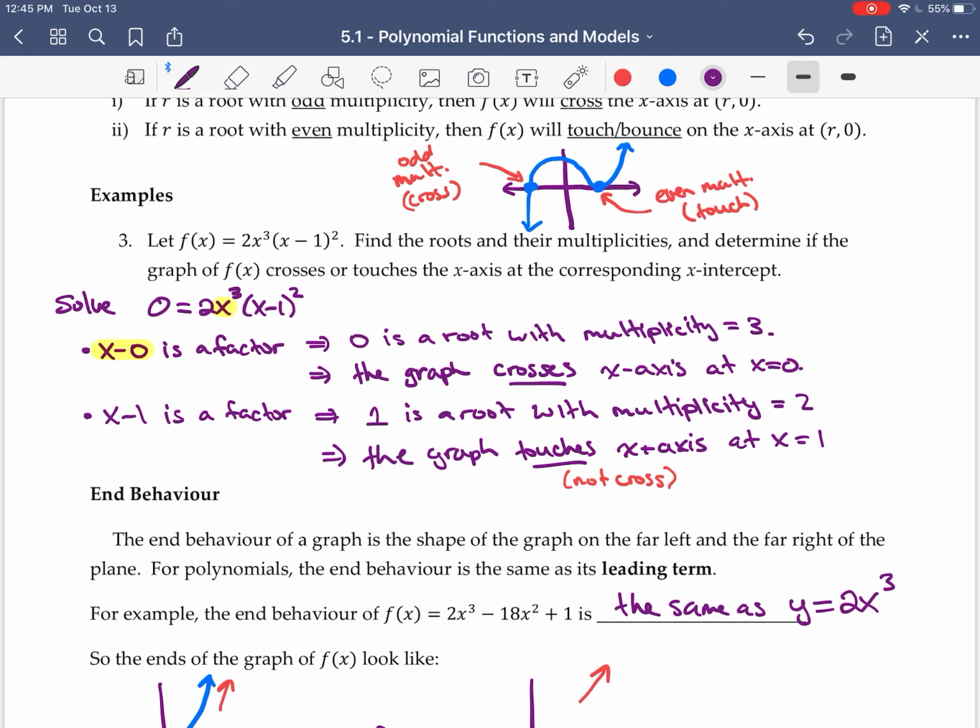So x minus 1 is a factor because of this factor here, because they give it to us in factored form.